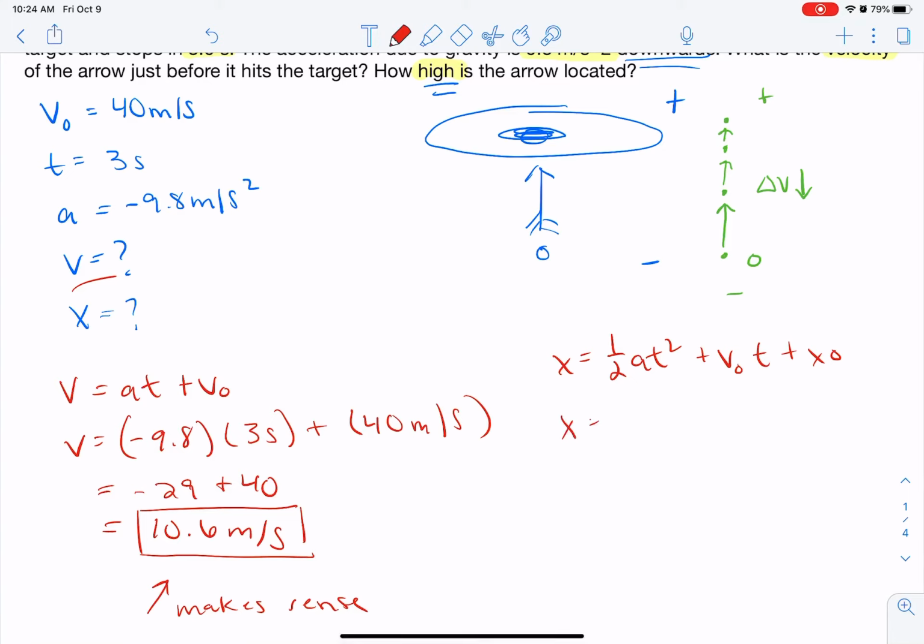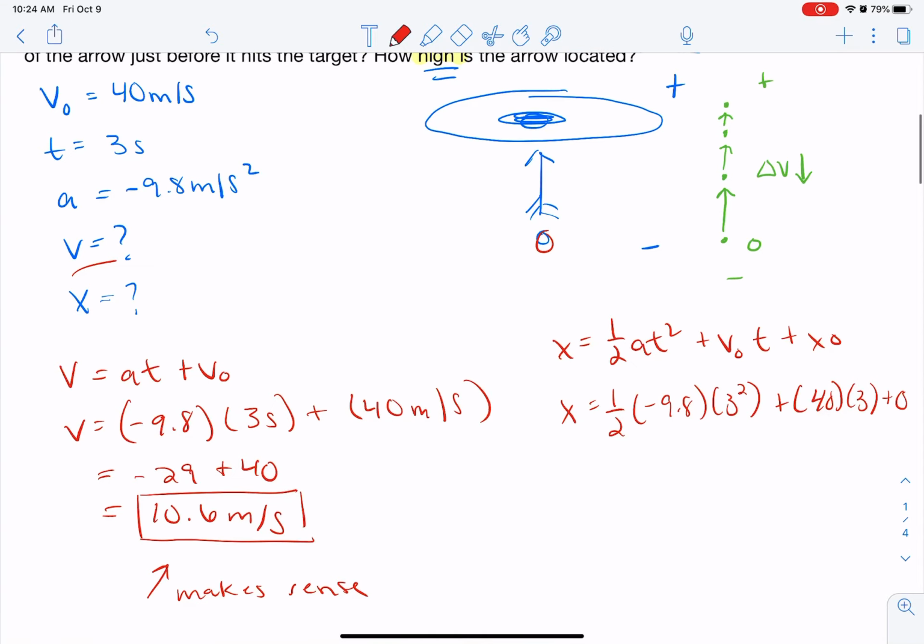So I don't know my position. I know my acceleration is negative 9.8. My time is 3. Don't forget to square it. My starting velocity is 40 plus 0, okay? And I made that x naught 0 because I said where I started was the 0 point.